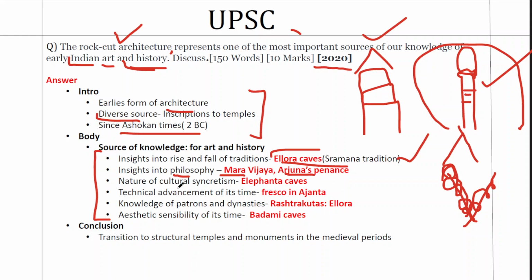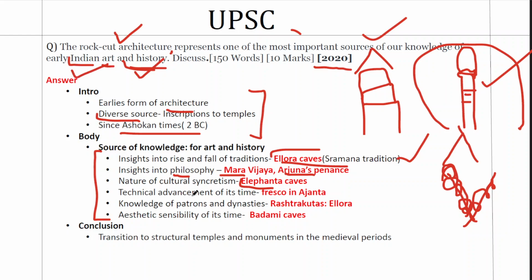Third, nature of cultural syncretism. If you take the Elephanta caves, something related to what we already discussed, it has different traditions in one place. So it shows that the Indian subcontinent was a place of cultural syncretism. So that's an insight into our history as well as our art.